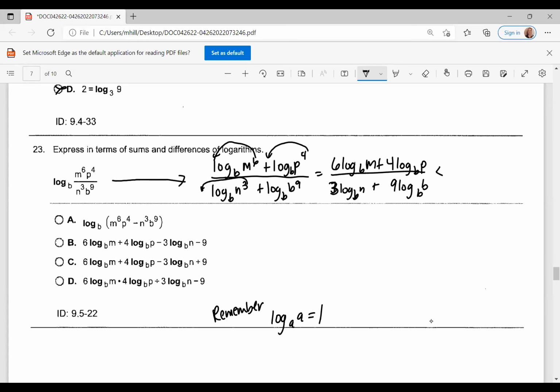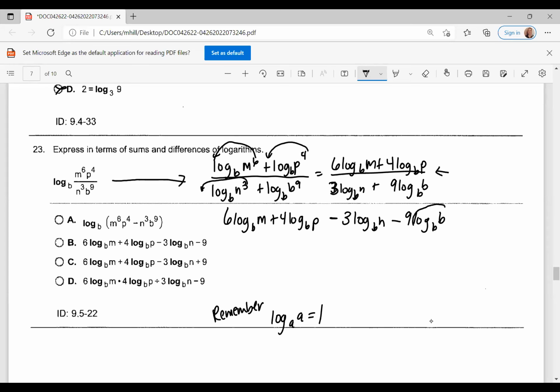Another thing we need to deal with is this division. So we would have 6 log base b of m, I wrote that b too big because it's supposed to be that little subscript, plus 4 times a log base b of p. Now we've got a division, which means we have to subtract everything on the bottom. So subtract your log base b of n and also subtract your 9 times your log base b of b.